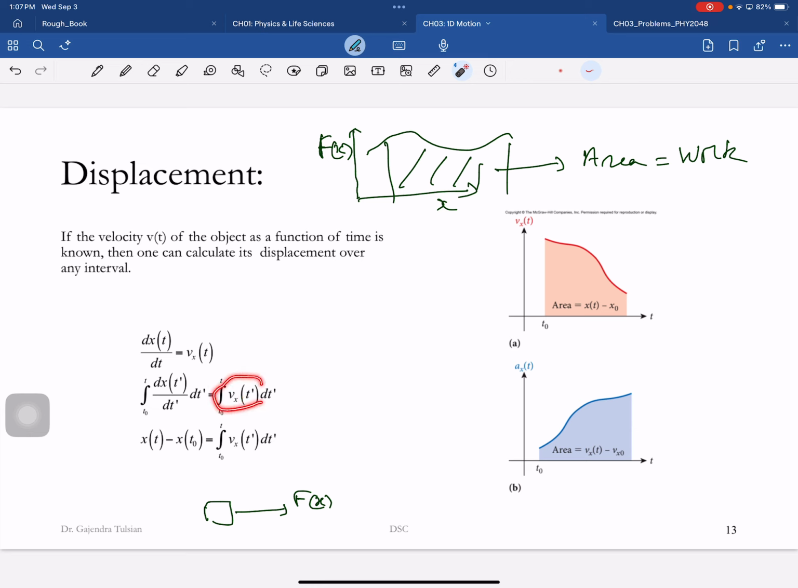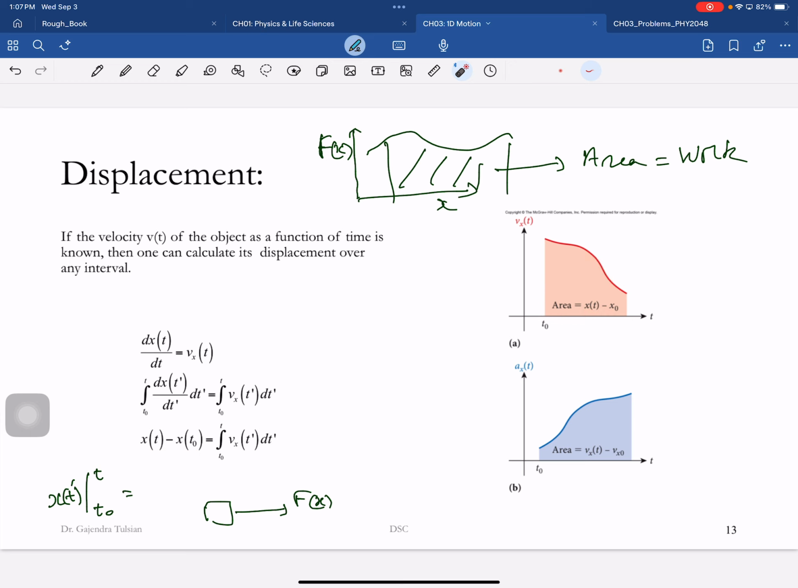This, you know, is the area under the curve. And the integration is called an antiderivative. It's the inverse of the derivative. So when you integrate a perfect derivative, you just have this function, x(t'), evaluated between the two limits. And that's that. So the displacement is the area under that curve.